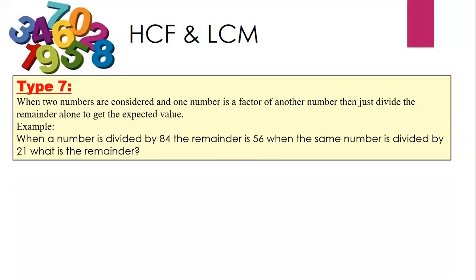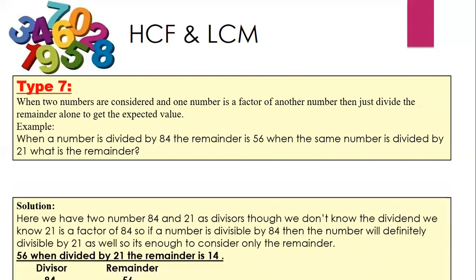When two numbers are considered and one number is a factor of the other number, then we can just divide the remainder alone. So the question will be like this. When a number is divided by 84, the remainder is 56. When the same number is divided by 21, what is the remainder? Though the dividend is not given, we can find the remainder for sure.